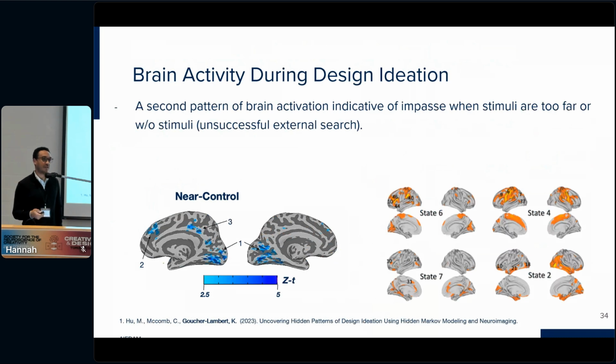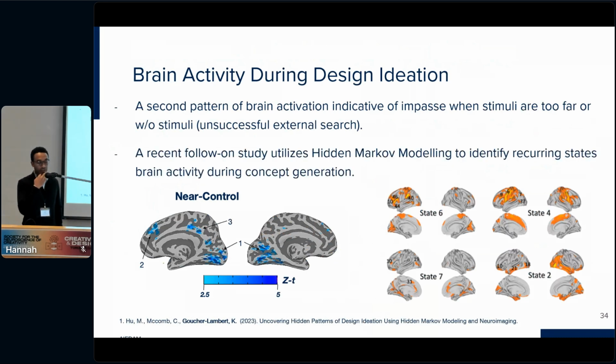And in a follow-up analysis, this is more recent, we also used hidden Markov modeling, which is a statistical analysis technique to identify these brain networks and reoccurring states that designers would visit across different problems while solving them. So I promised I would go a little bit fast today, but I would love to have more conversation, obviously, about this in Q&A or in break.